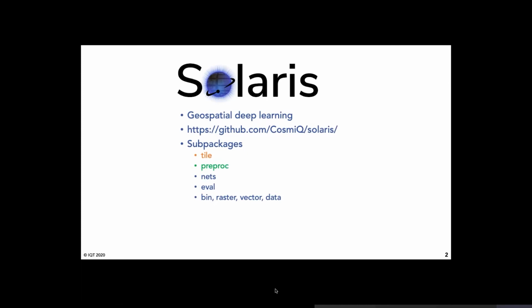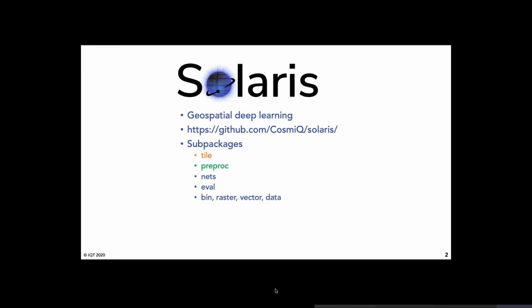The preprocessing library is one part of Solaris, the open source Python library for geospatial deep learning developed by CosmiQ Works. You can see the link on the screen there where you can download Solaris, and that link also includes instructions for installation. You can run it by creating a Docker container with the Docker file available at that site, or install it with pip directly from source code or from PyPI, the Python package index.